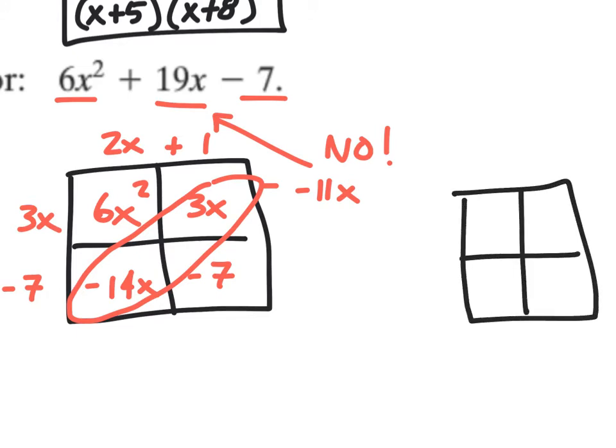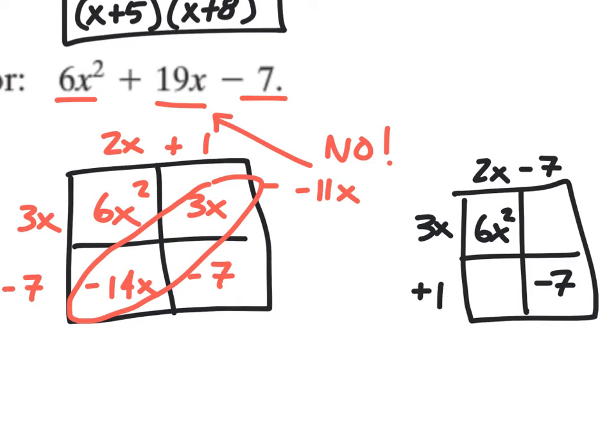I'm going to put 6x squared here. I'm going to put negative 7 here. Now, 6x squared, let's continue with putting 2x here and the 3x here. Now, the issue is that with two numbers that are going to multiply to negative 7, I don't have that many options. I just have 1 and 7, basically. So let's try moving this one up here and making this negative. So 2x minus 7 and then 3x plus 1.